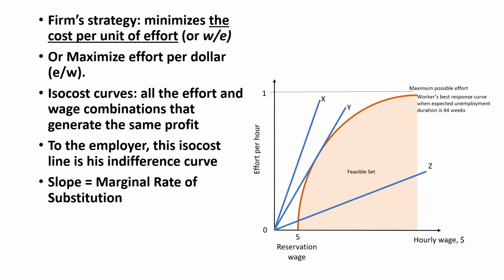Of the three isocost lines drawn in the graph, X has the lowest cost while Z has the highest cost. However, a firm would not pick X or Z because X is outside the feasible frontier, that is, it's infeasible, while Z is feasible but it has a higher cost compared to Y. Therefore, a firm would pick a wage effort combination on the Y isocost line relative to the others.